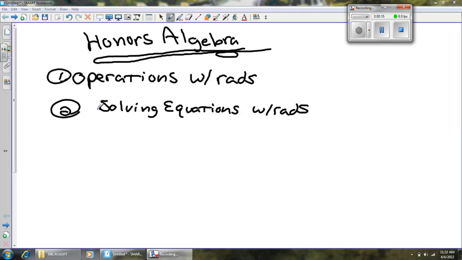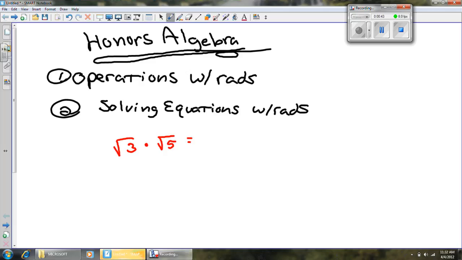Let's say we've already talked about how you can't do rad 3 plus rad 5, right? Those aren't like terms. You have to have the same number under the radical to be able to combine them using addition and subtraction. Well, how about multiplication and division? What if you have something like, say, rad 3 times rad 5?